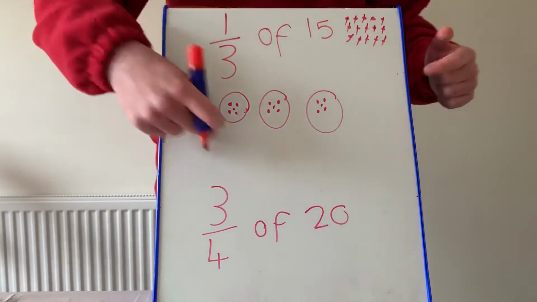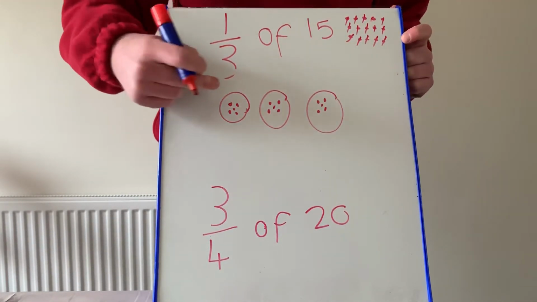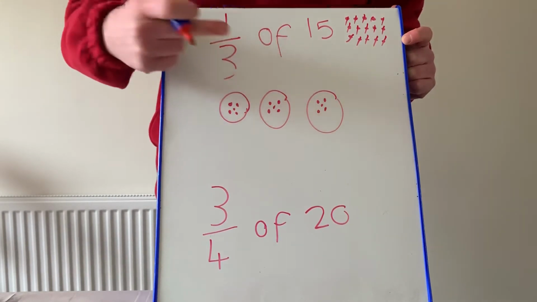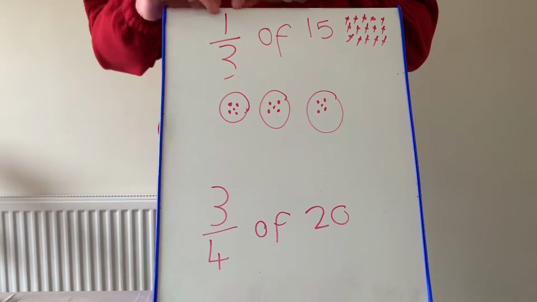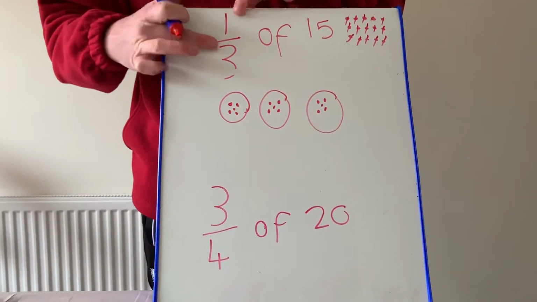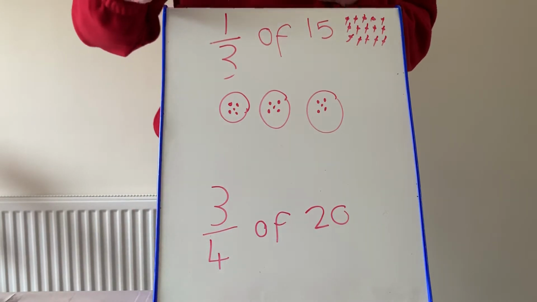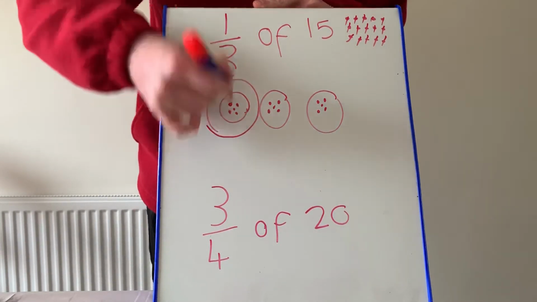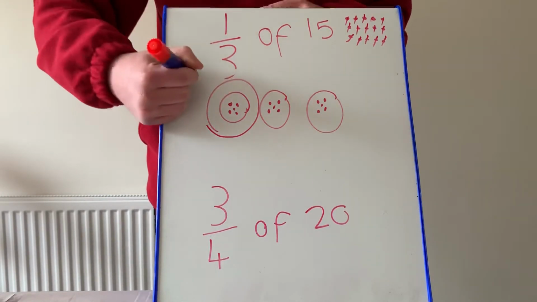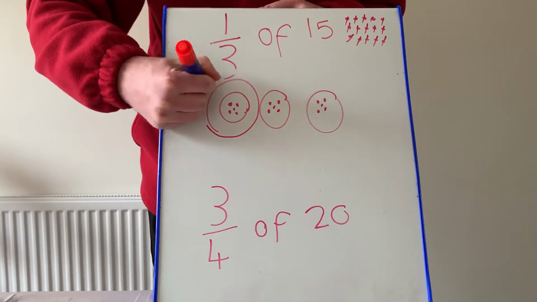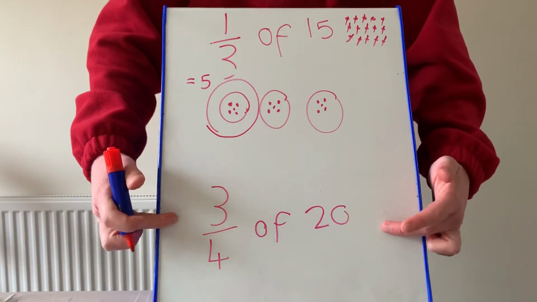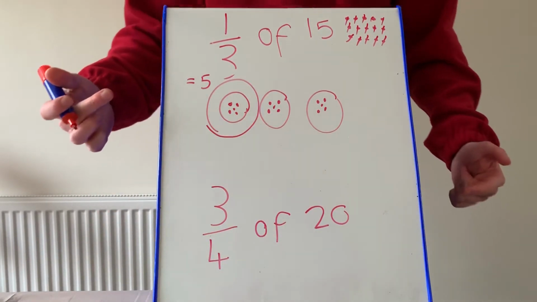Okay, so have I got an equal amount on each plate? Let's just double check. 1, 2, 3, 4, 5, three times. Okay, I definitely have. Now I'm looking at my numerator, my top number, 1/3 of 15. So I'm looking to see how many P's are on one plate. I have got 5 P's on that plate, so I know my answer must be 5. Dead easy. Did you get a chance to have a go at this one? If not, pause the video and do it now.